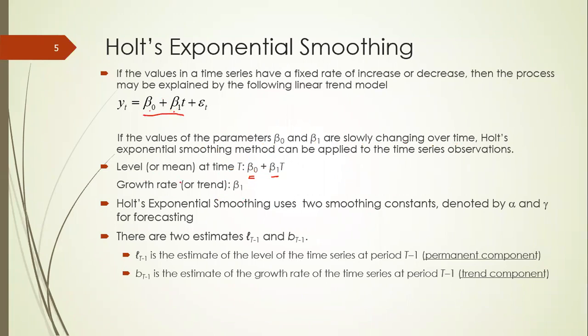Now for the growth rate or trend, like I was saying, this is going to be beta 1, nothing but how much yt changes with time. So as time goes from 0 to 1, yt changes by beta 1. When time goes from 1 to 2, then yt will again be changed by the beta 1 growth rate. From coordinate geometry, we know that beta 1 is nothing but the slope. From linear regression, or ordinary least squares regression, we know that beta 1 is the slope and beta 0 is nothing but the intercept.